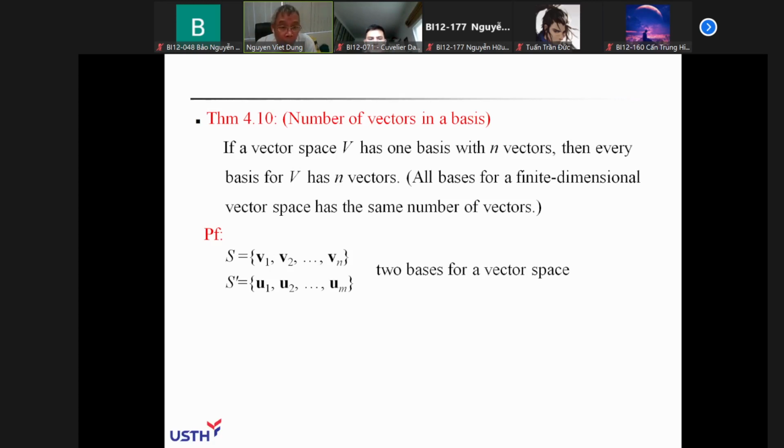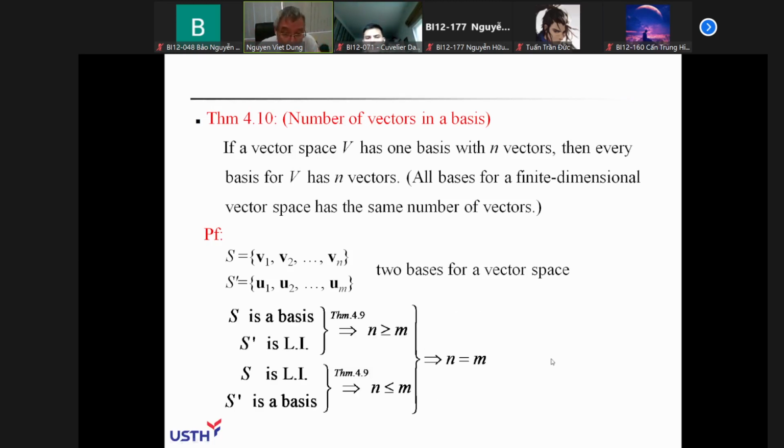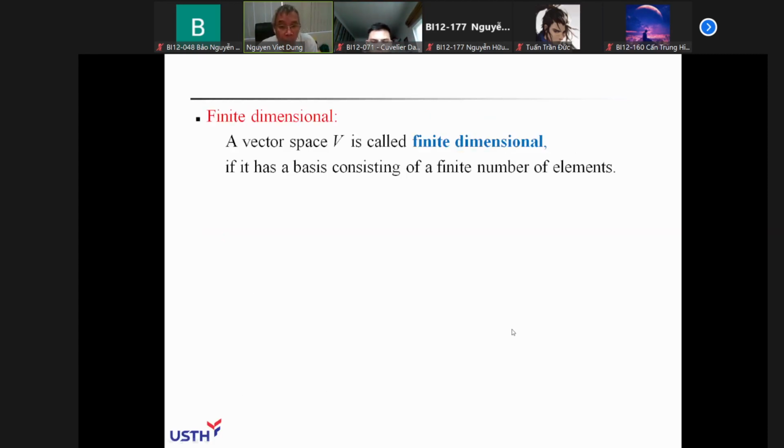Suppose that a vector space V has one basis consisting of n vectors. Then any other basis of V will have the same n vectors. It means that a basis for a vector space always has the same number of vectors. Always. And the proof is explained here in the slide on the bottom.